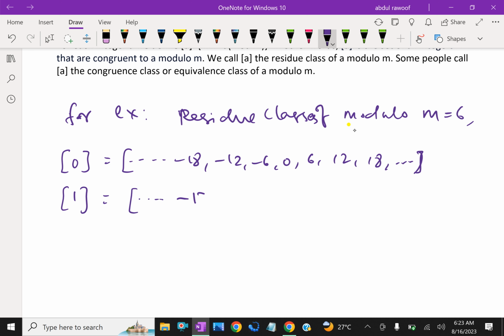For 2, the residue class of 2 is the same: minus 16, minus 10, minus 4, then 2, 8, 14, 20.